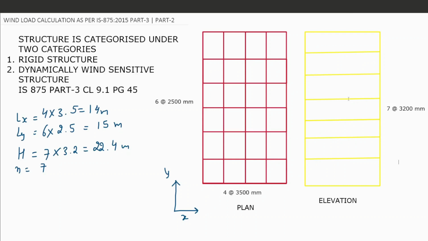Right now our structure is a rigid structure. If you haven't seen that video, do check it now, link is in the description. So we're going to calculate the wind load by using the force coefficient method. For calculating the wind load, we have to follow 3 steps. The first step is to calculate the design wind speed.